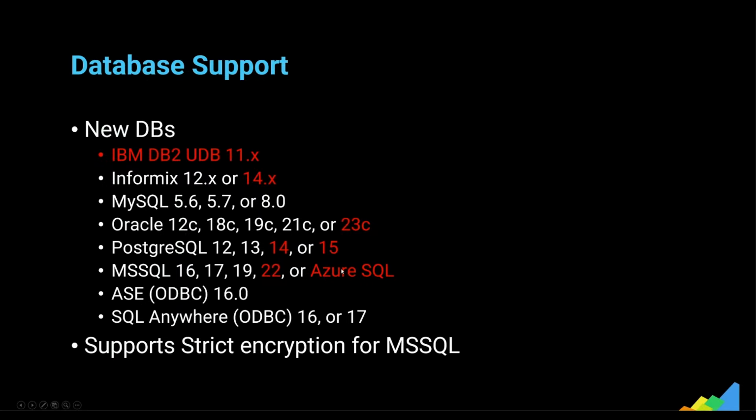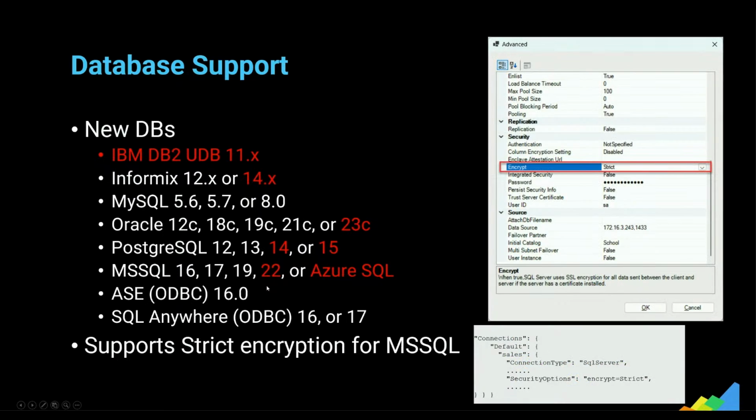And also PowerServer, likewise PowerBuilder 2022 revision 2, supports strict encryption for SQL Server. In previous versions of SQL Server, encryption could be turned off or not enabled, but to meet the standards of mandatory encryption while using the latest version of SQL Server, strict encryption is now available, and you can set it either from the PowerBuilder IDE or in the server API cache settings. Here you have among the connections these options, security options, Encrypt equals Strict.